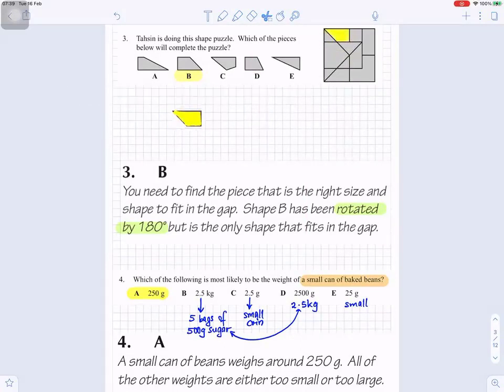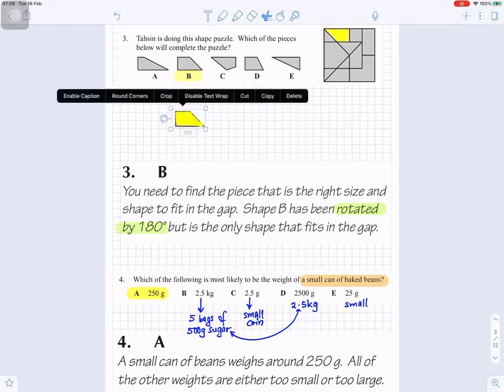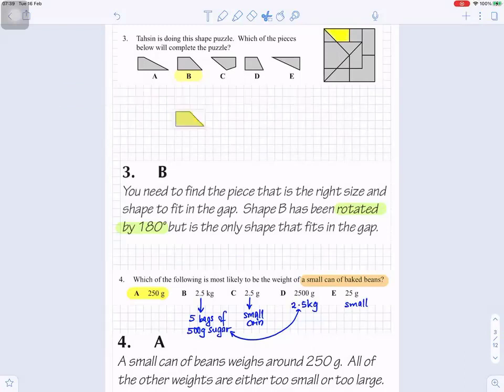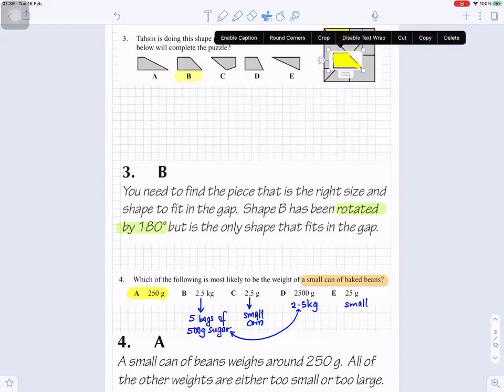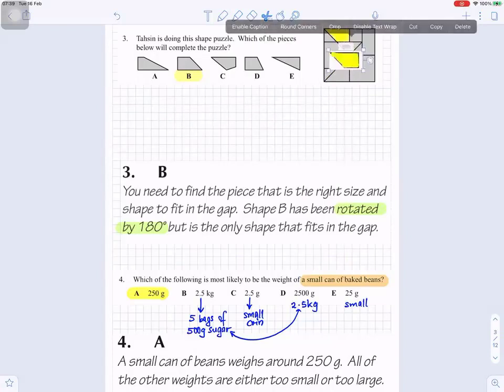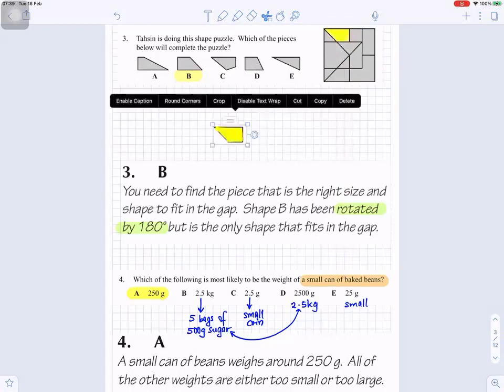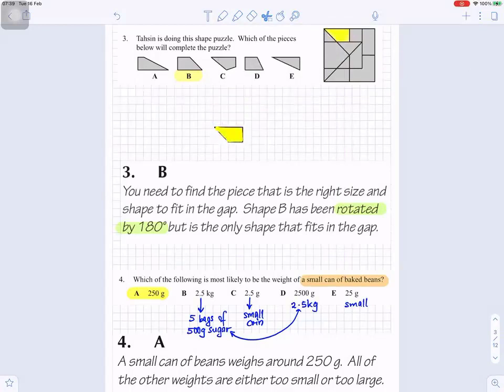So if you notice with shape B, it's in that direction, but the shape can be fitted if you take the shape and you move it. And then when you get there, you want to rotate the shape so that it fits. So shape B is the correct answer. So you need to find a shape that is the correct size and that would fit. And you rotate shape B by 180 degrees to fit.